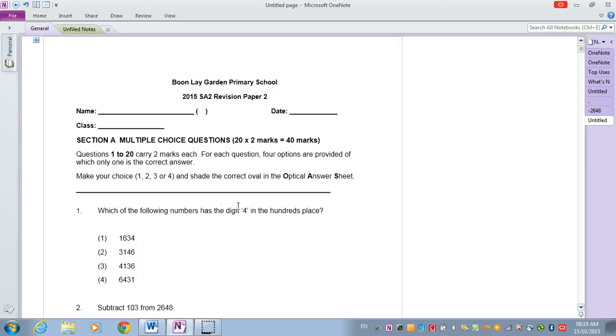Hi children, let's look at our SA2 Revision Paper 2. Alright, question 1. Which of the following numbers has the digit 4 in the hundreds place?